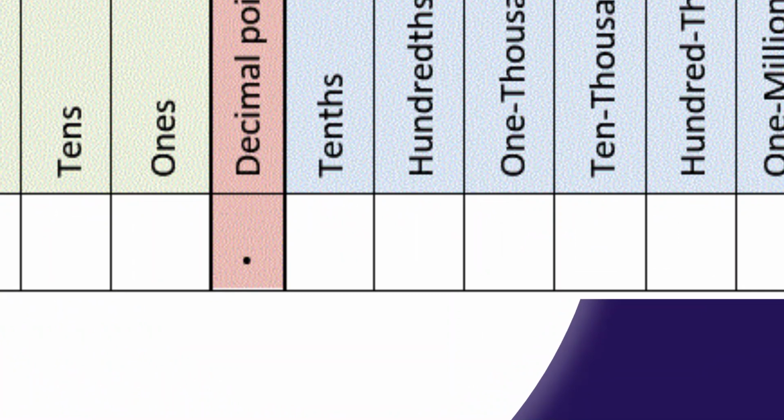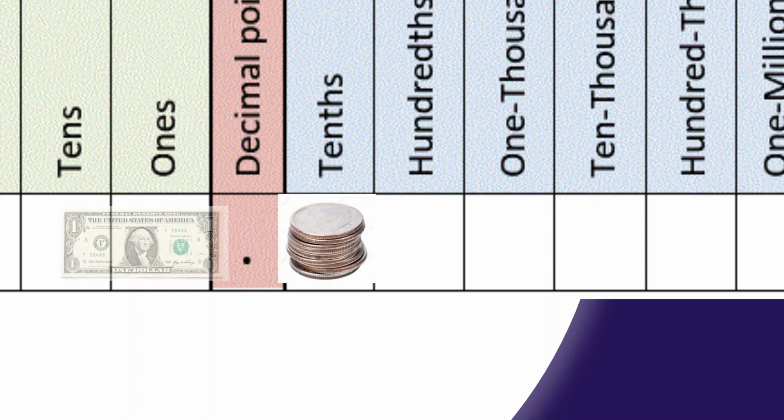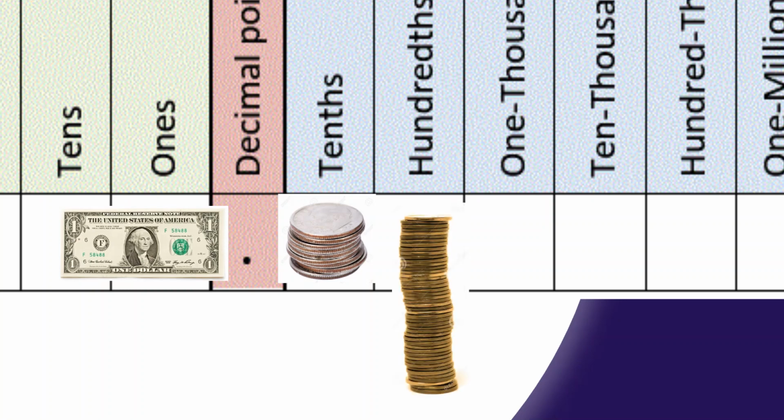Let me explain using money. It takes 10 dimes to be equal to $1. So 1 dime is 1/10 of a dollar. So if I have 2 dimes, I have 2 tenths, and I would put the number 2 after the decimal point. What about hundredths? Well, if hundredths were money, they would be pennies because it takes 100 pennies to make $1.